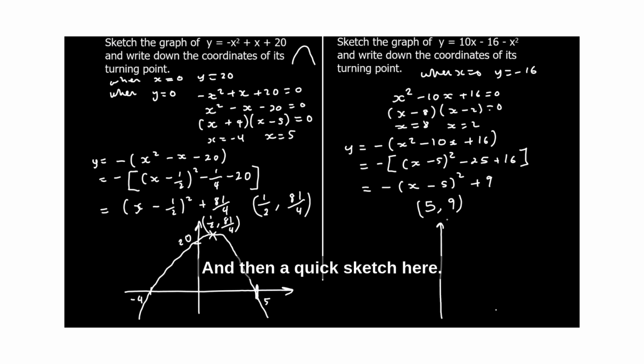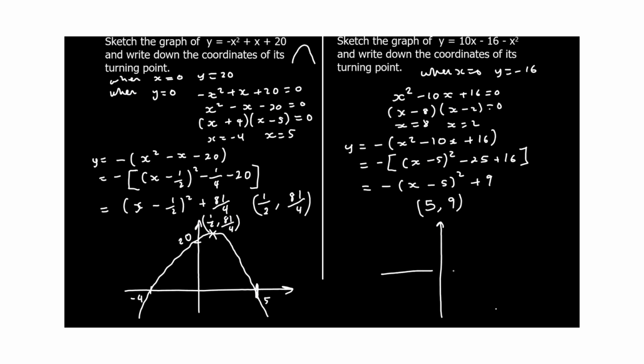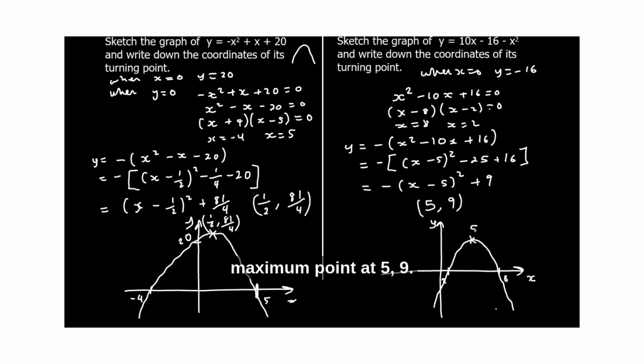And then a quick sketch here. So we have crossing at 2 and 8. And the negative x squared shape, maximum point at 5, 9, and it crosses at negative 16.